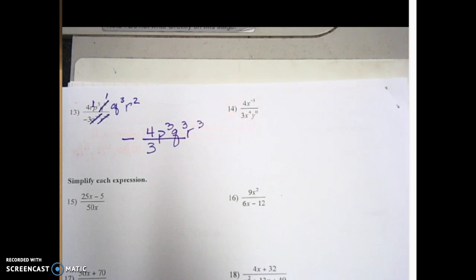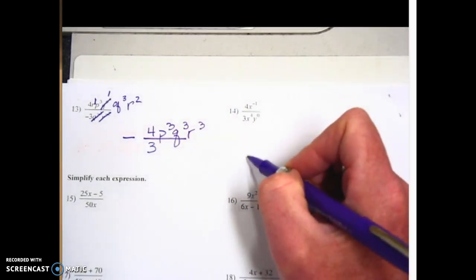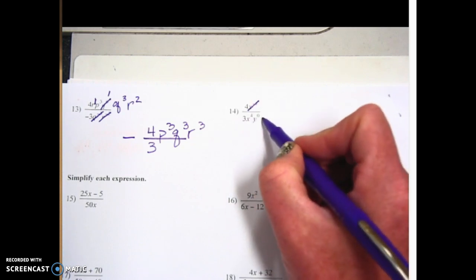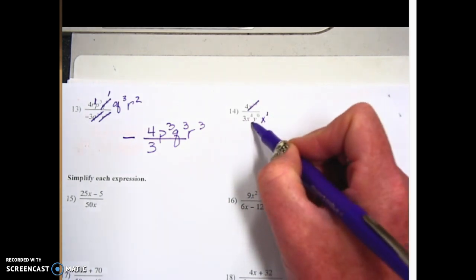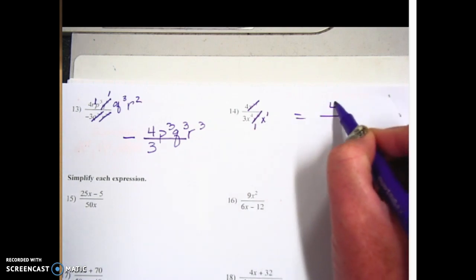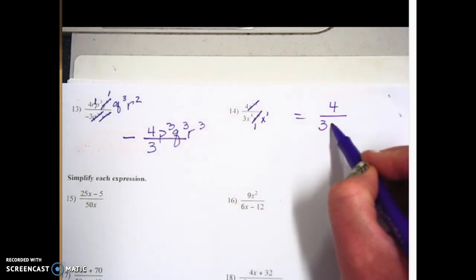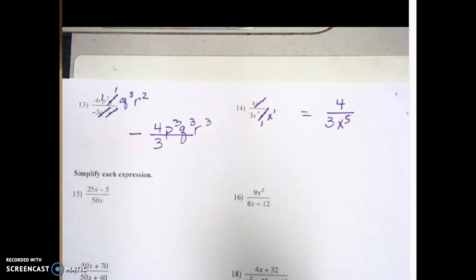All right, number 14. 4/3 doesn't reduce. X to the negative first moves to the denominator, comes to the first. Y to the 0 goes to 1. So that leaves us with a 4 in the numerator, a 3 in the denominator, x to the fourth and x to the first combine to get x to the fifth.